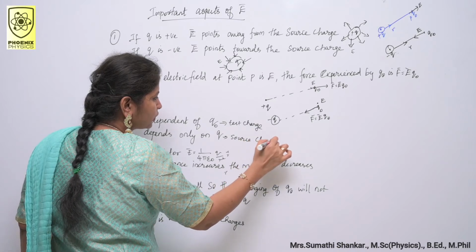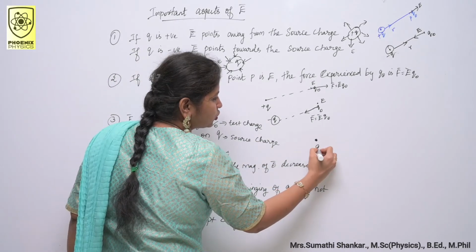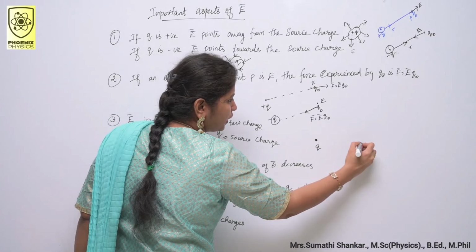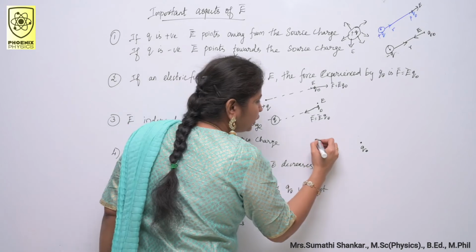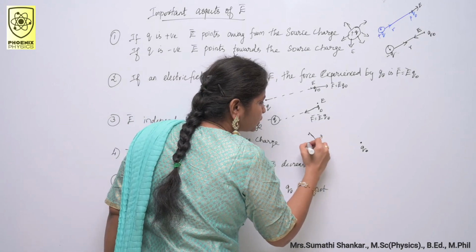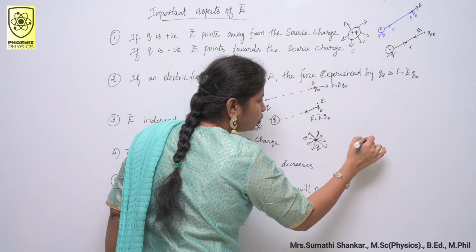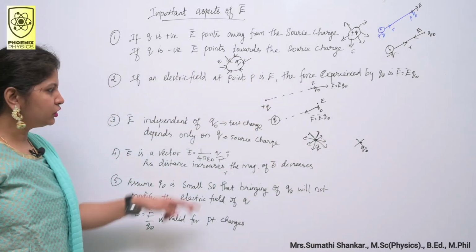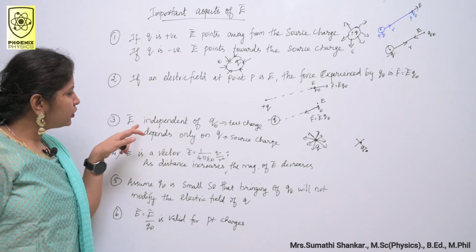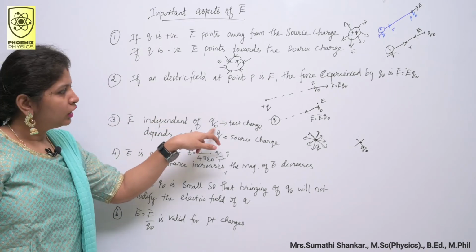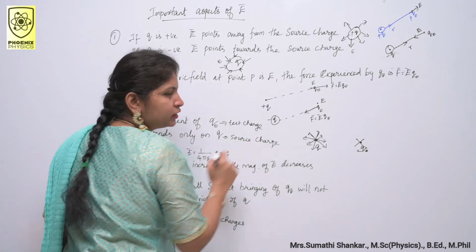So what is E? E is our electric field. This is my Q charge, the source charge, and this is my test charge. Here E depends only on the source charge, not the test charge. This is the meaning. So third point is E is independent of Q naught. It depends only on Q.